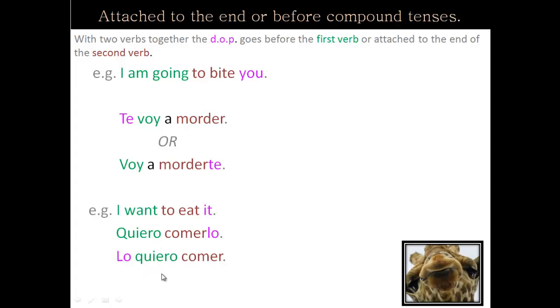Okay? The reason, by the way, it's comer is you wouldn't say in English, I want, I eat, because in English we have the infinitive, to eat, because you've already got one conjugated verb. So if your first verb is conjugated, your second verb is in the infinitive. That's why it's quiero comer and not quiero como, because that would be I want, I eat, which doesn't make sense. And look, again, the important thing about rule number 3 is it goes at the beginning, or indeed it goes attached to the infinitive at the end. Nice and easy.